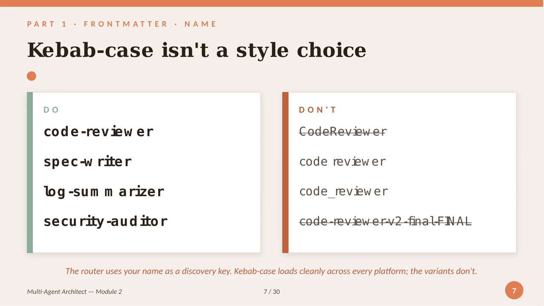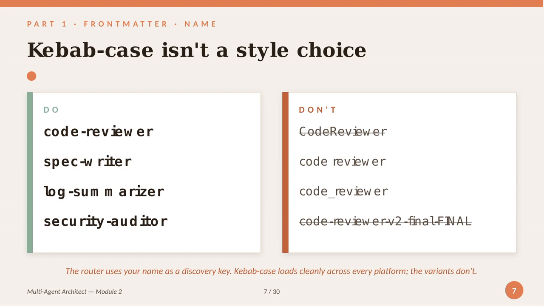On the left, examples that work. Code reviewer, spec writer, log summarizer, security auditor. These names load cleanly across every operating system you'll deploy on. They show up correctly in the agent list. They round-trip through configuration files without anything getting mangled.